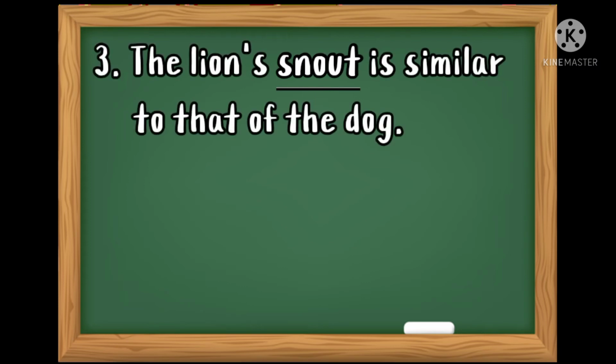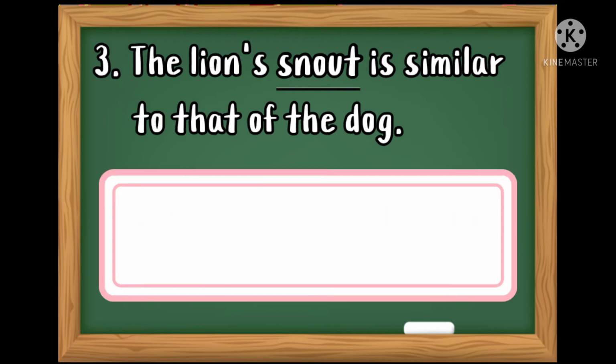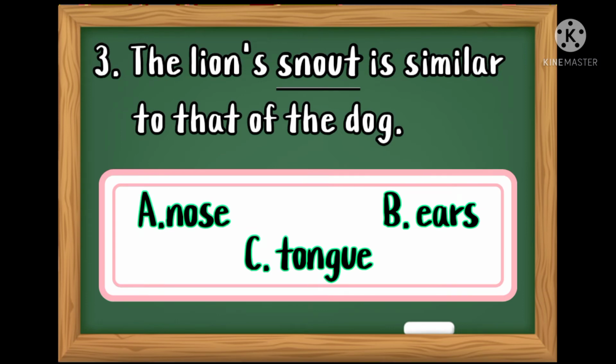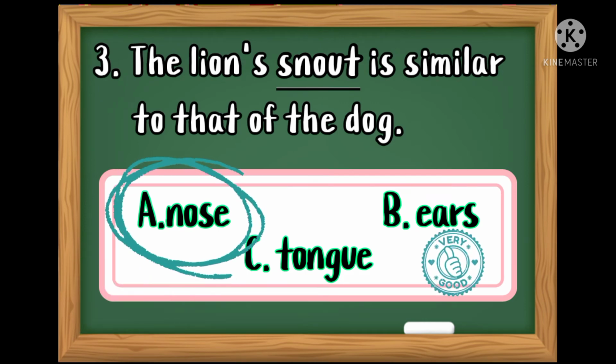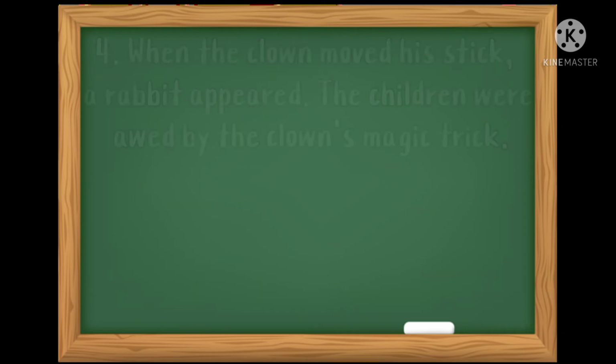Question number 3. The lion's snout is similar to that of the dog. What is the meaning of the underlined word? A. Nose. B. Ears. C. Tongue. Very good. The answer is letter A, nose. The word clue is similar to that of the dog. It is an exemplification clue.